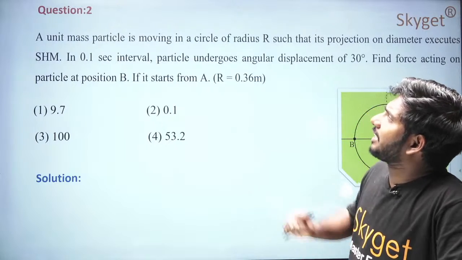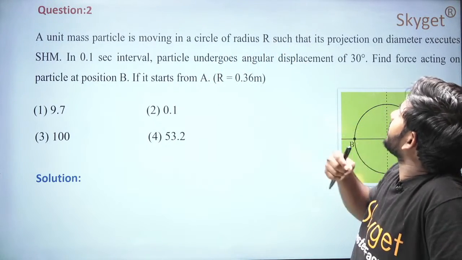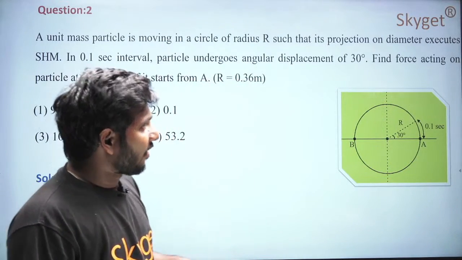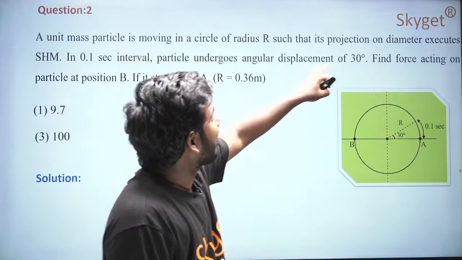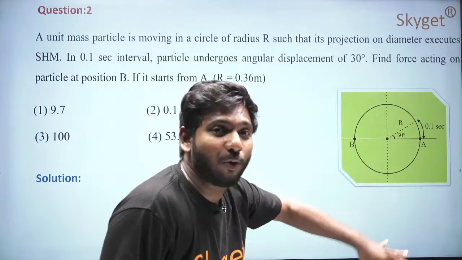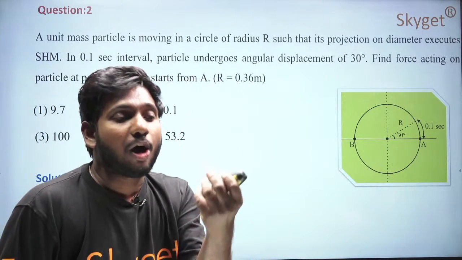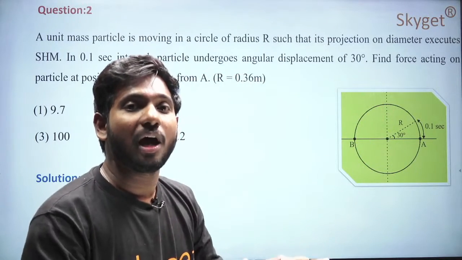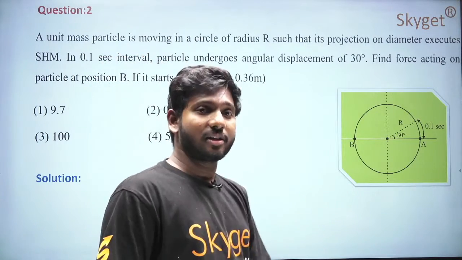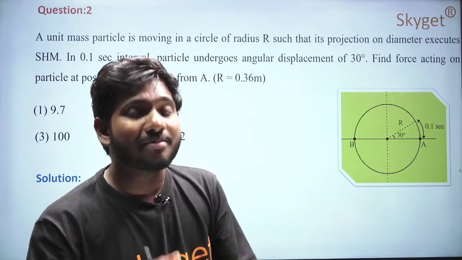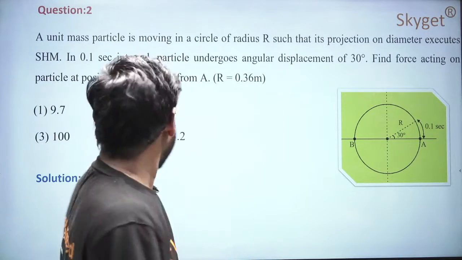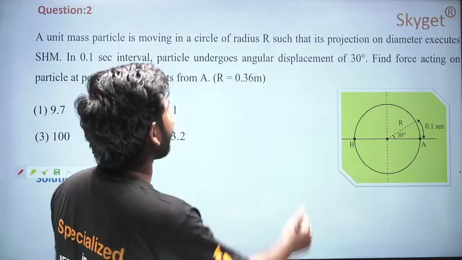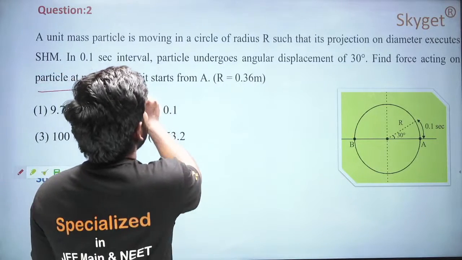A unit mass particle is moving in a circle of radius r such that its projection on a diameter. This looks similar to something you might have seen. Its projection on the diameter is actually a uniform circular motion of a particle, and its projection on a diameter can be described as simple harmonic motion. By using phasor analysis also, you will be able to solve a number of problems on phase in simple harmonic motion. That is a part of discussion for another lecture. But now you need to find the force acting on the particle at position B if it starts from A.